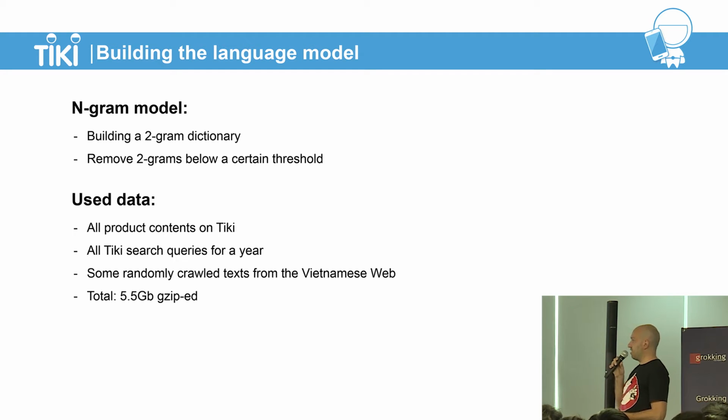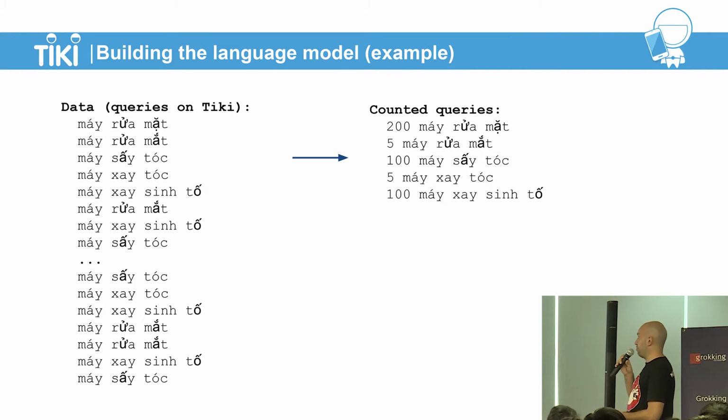First of all, we just collect a lot of data. We take all product contents, like all product descriptions in Tiki. We also take all Tiki search queries. We also took some additionally crawled text from the Vietnamese web. And in total we got around 5.5 compressed texts. So here is an example.